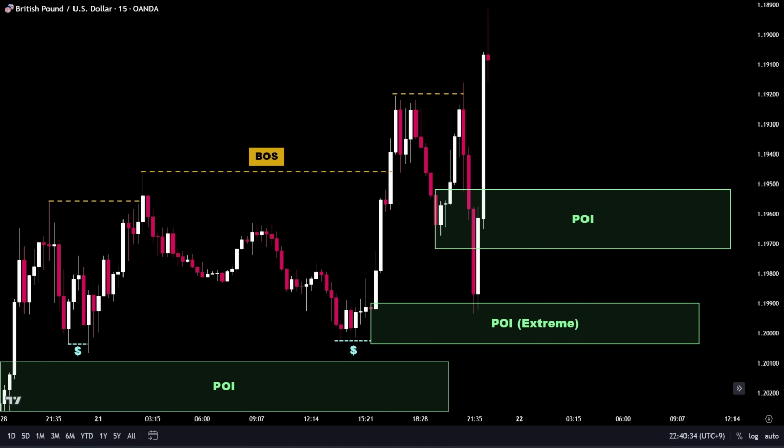As you can see, after price mitigated our point of interest or POI zone, it made a strong upward move and successfully reached our take profit level, highlighting a very successful outcome.